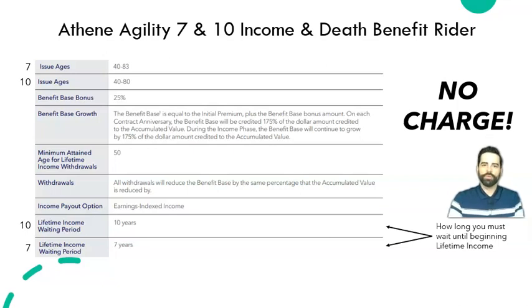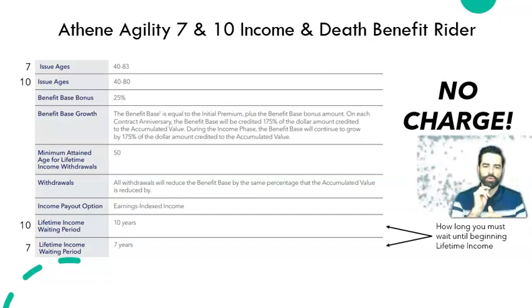So if you remember from previous videos that we've done here, there's the income side and then there's the accumulation side. Benefit base is on the income side, so you only get that 25% on the income side. So if you never take an income, you'll never see that extra 25%. But again, this product is designed for income. So if you're selling this, or if you have this, more than likely that's what you're using it for.